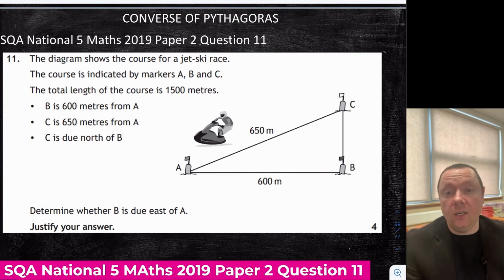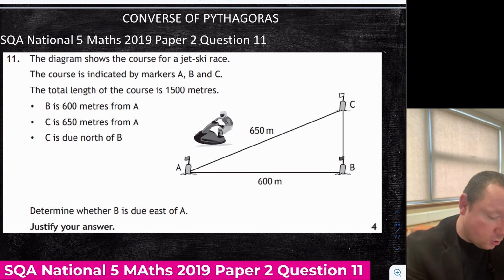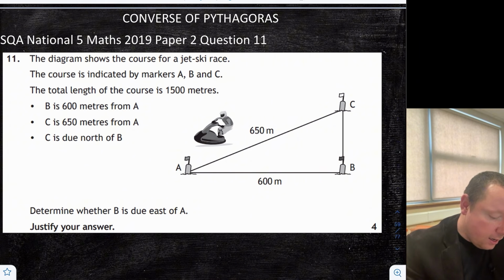2019, paper 2, question 11. Converse of Pythagoras. The diagram shows a jet ski race. The course is marked out by markers A, B and C. It says B is 600 metres from A, C is 650 metres from A, and C is due north of B. Determine whether B is due east of A.